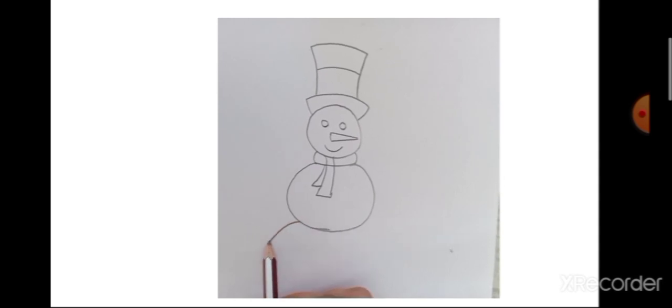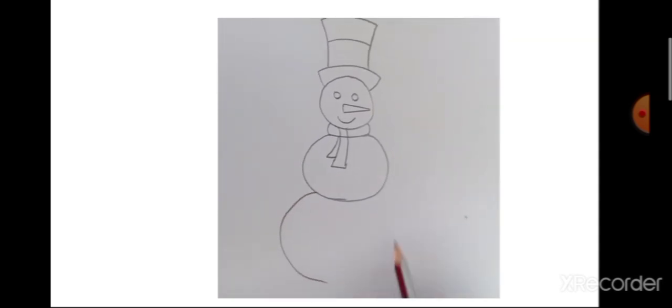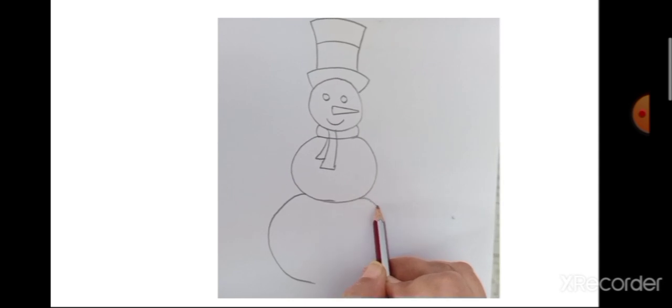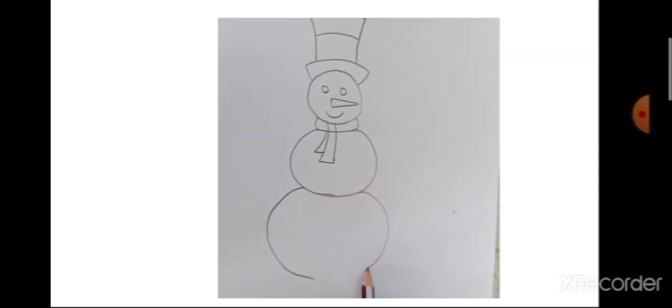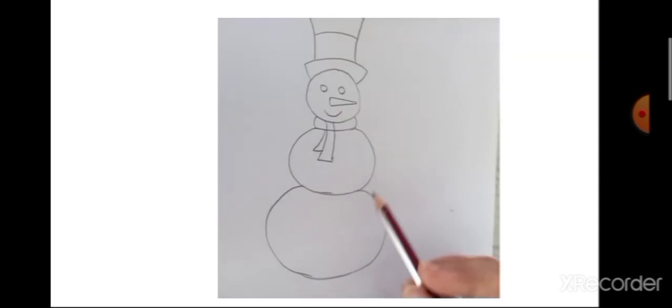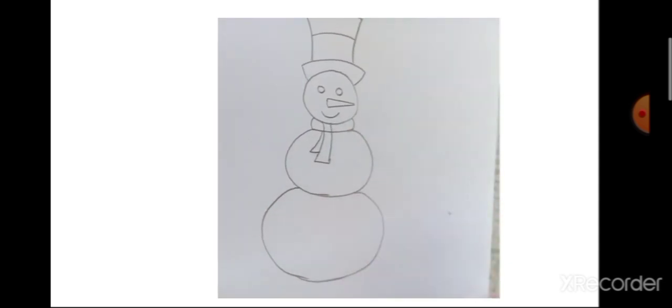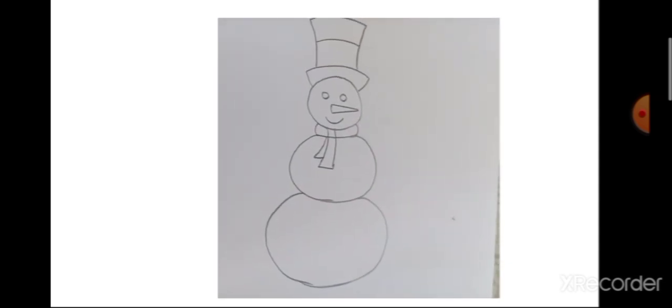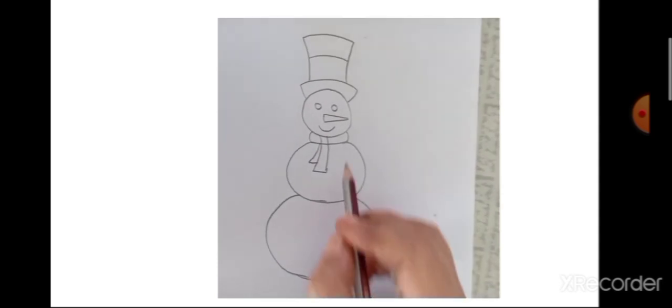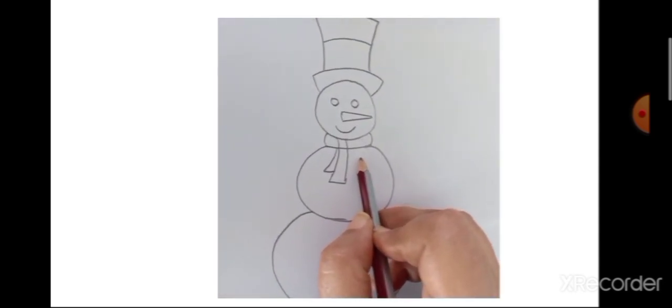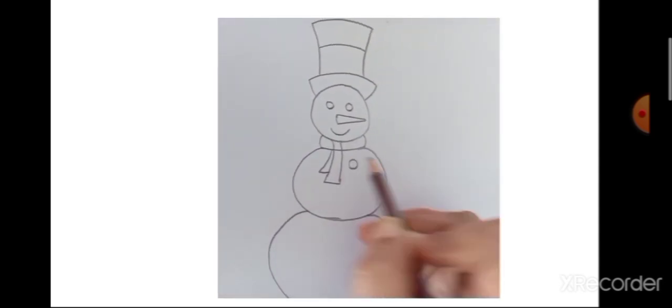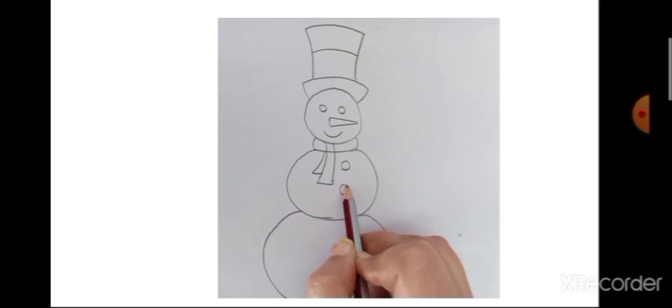And after that, let's draw one more big circle, bigger than these two circles. Okay? Then draw buttons here like this.